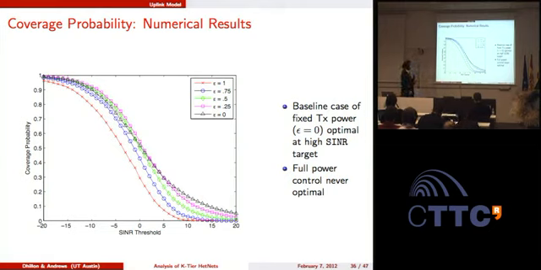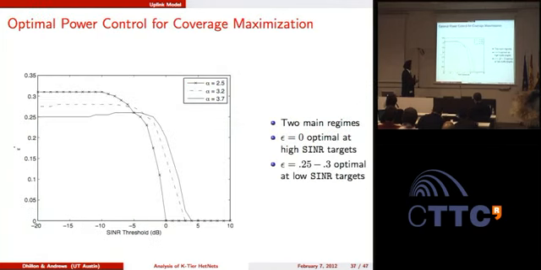And here something really interesting is going on. We will see in the next slide. So here we find the optimal epsilon, which maximizes the coverage. And as we see, epsilon equals 0, or the power control factor equals 0, was optimal at high SINR. But here the values of 0.25 to around 0.3 are optimal for various values of alpha. So here we see that the full power control is never optimal, as one would expect. So we see that even a simple model like the one we have for uplink is giving some nice insights.